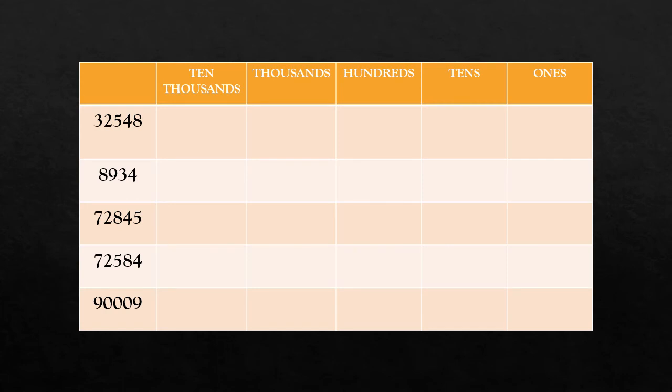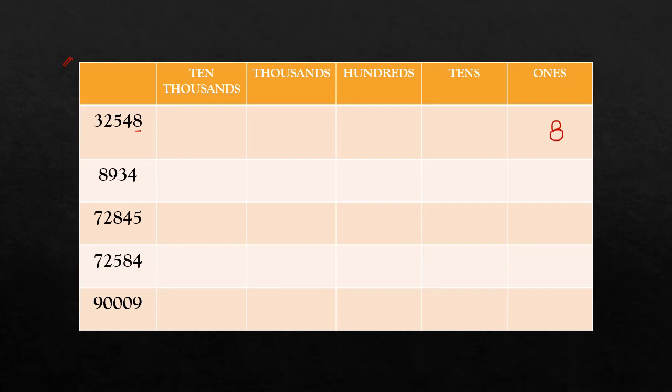Now look at the question given here. Few numerals are given to us. We have to place the digits of these numerals in place value chart. We have already drawn it. You have to draw this place value chart in the same way as you can see here on the screen, in your notebook. So we will start from the ones place. In the first numeral 3, 2, 5, 4, 8, at ones place we have 8. So write 8 in ones column.